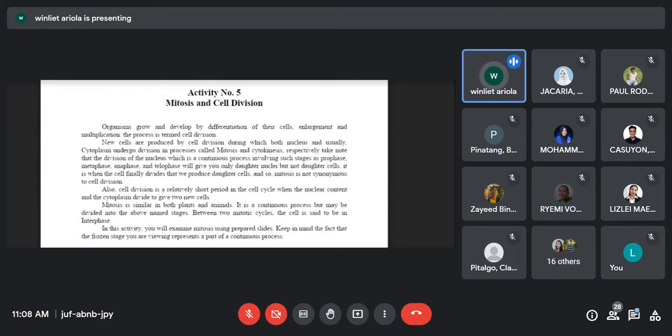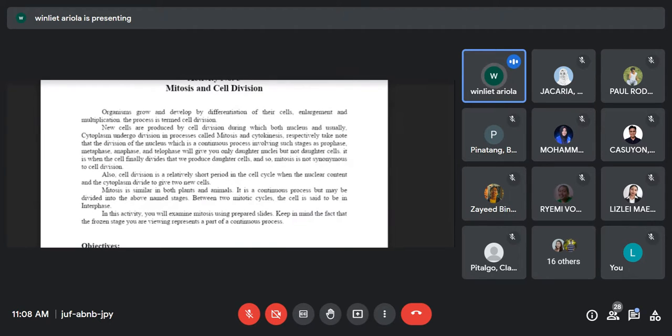Hindi mangyayari ang cell division kung walang mitosis. Okay? Kasi mitosis talaga ang unang part bago magkaroon ng total cell division. But remember, what is mitosis? Ano yung different phases niya? Stages? We have the PMAT. Okay? So P for prophase, metaphase, anaphase, then telophase.